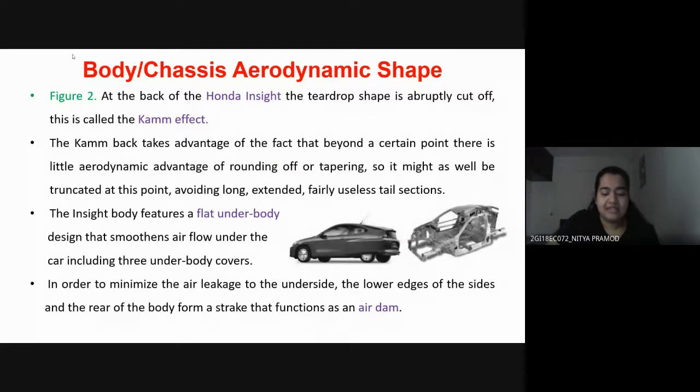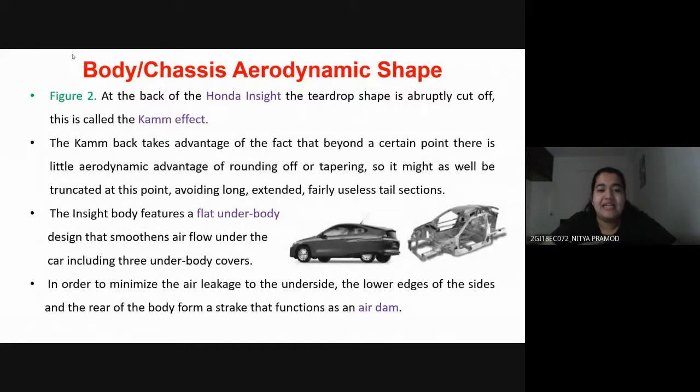Now, coming to the next topic. When you talk about aerodynamic shape, I'll be using two examples, the Honda Insight and the GM EV1, to draw parallels between the importance of underbody design and the teardrop shape. This is a figure of the Honda Insight. You can see that towards the back end of the car, it is abruptly cut off. This is known as the Kamm effect.